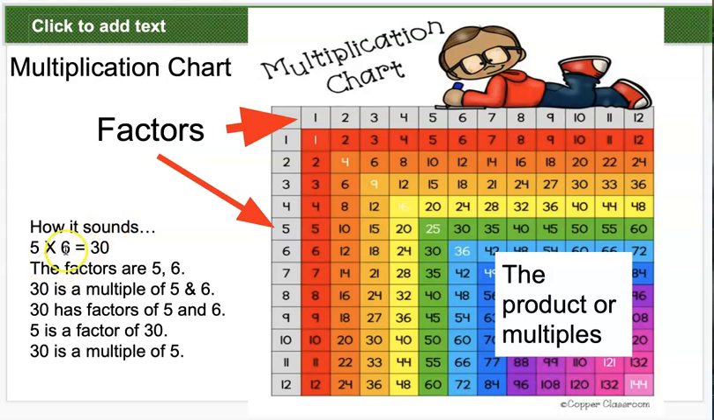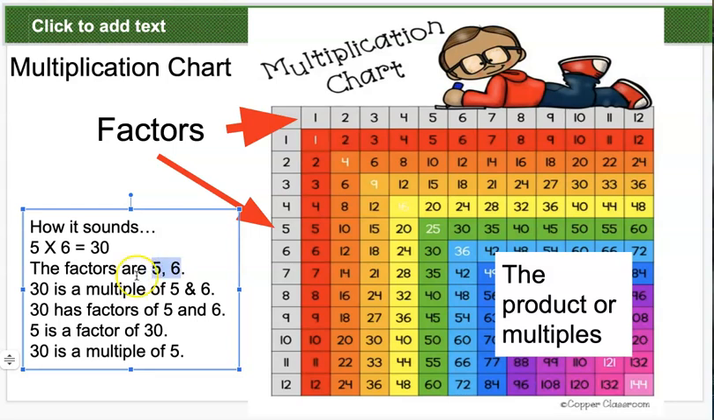So 5 times 6 is equal to 30. The factor pair, there are 2 numbers in a pair, are 5 and 6. 30 is the multiple. So 30 is the multiple of 5 and 6. 30 has the factors of 5 and 6. Those are different ways of saying it. 5 is a factor of 30, which would make 6 a factor of 30. And 30 is a multiple of 5. 30 is an even number, so would 2 be a factor of 30? Absolutely.